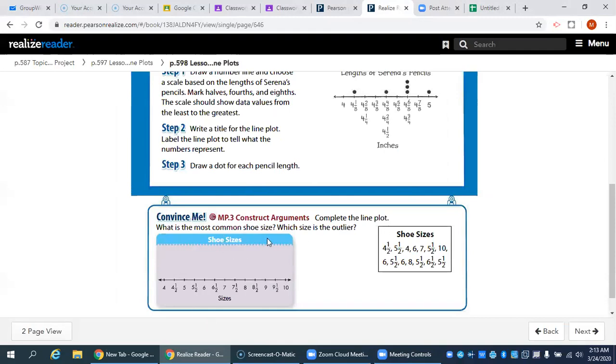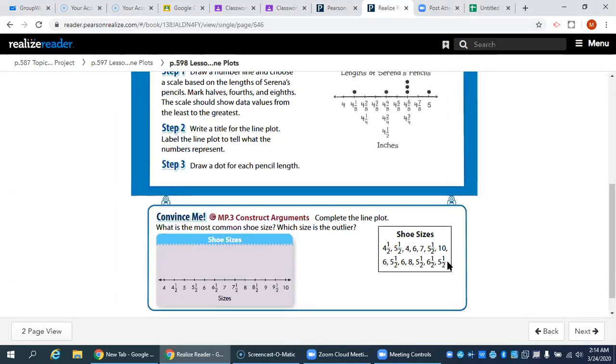What is the most common shoe size? Which size is the outlier? So you're just gonna take each one of these and you're gonna plot it. So 4.5. So I find 4.5, 1 dot there. Sometimes I like to cross this out so I know I don't do it again. 5.5, okay, 4, 6. So far we got only 1.